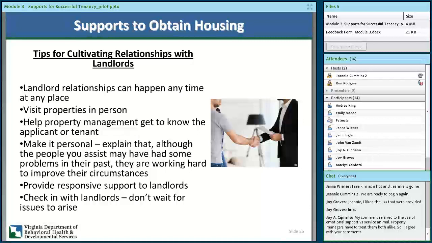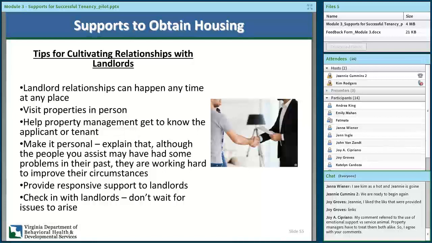Some communities have very few landlords that accept rent assistance, so community housing guides will need to build relationships with landlords to create a pool of potential properties which they can refer individuals to. So here are some tips to cultivate relationships with landlords. First, landlord relationships can happen anytime and any place. So be ready and open to new landlord relationships, even if you don't have an individual looking at that particular property.